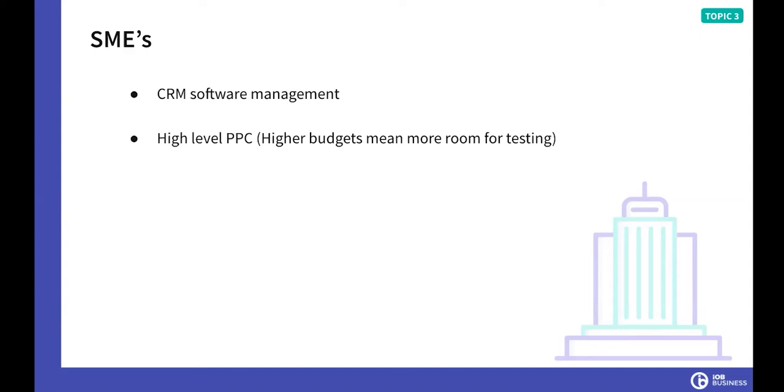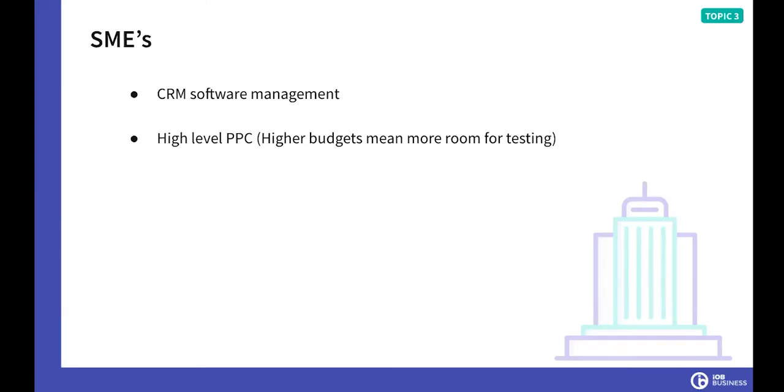So high level PPC, as compared to the previous slide where we looked at micro businesses, who need something like low level PPC, is because higher budgets on a regular basis means more room for testing. With this theory in mind, they can spend a lot more on paid advertising, which means that we have more time to test and find the perfect formula.